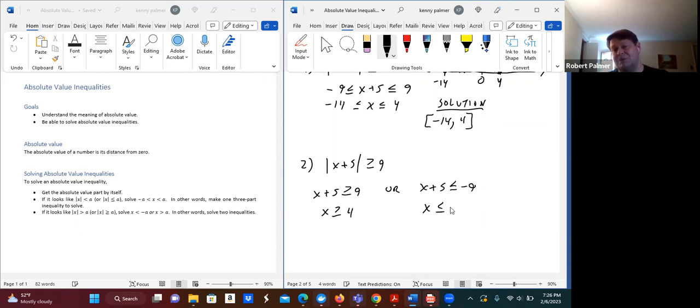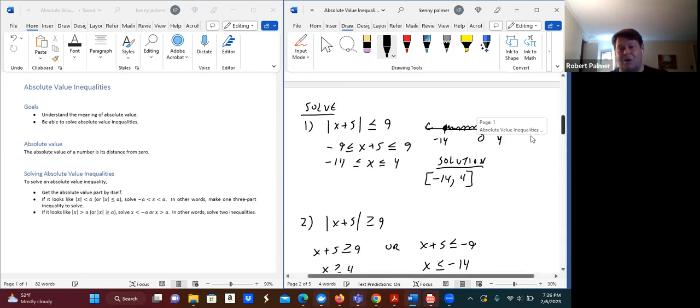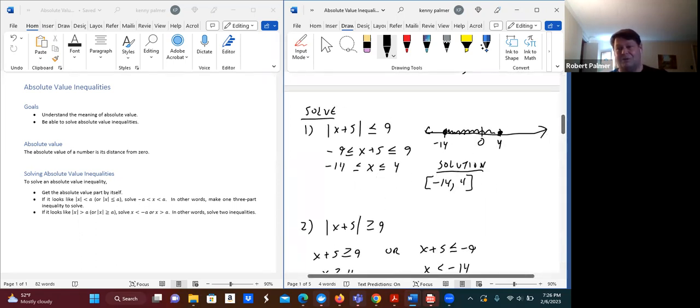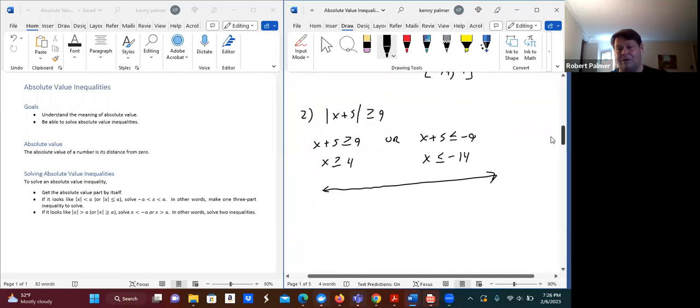X is less than or equal to negative 14. If we draw a number line, as you expect, we just reverse the inequality sign as we related to this interval we drew up here. So here's 0, here's 4, here's negative 14. In this case, it's the or equal to, so both endpoints are included.